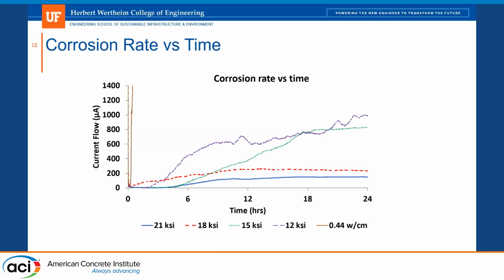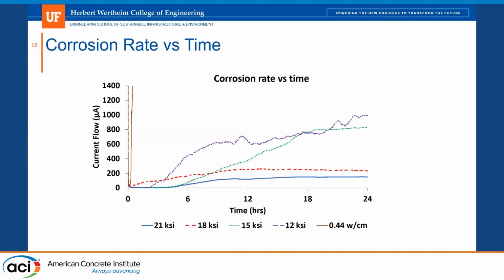So here is the corrosion rate for all of our mixes. As you can see here, the corrosion rate is really different between the 21 KSI and normal concrete. The 21 KSI has almost a steady rate, which means that it will have a long service life, followed by 18 KSI, followed by 15, and followed by the 12.